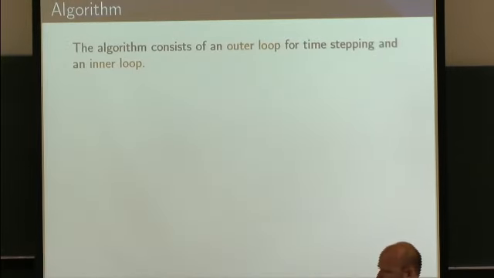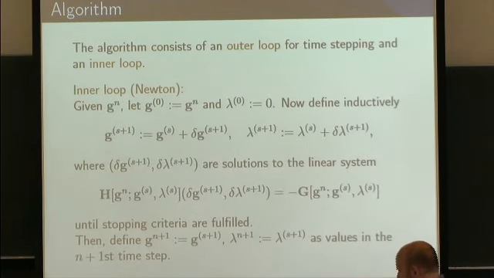And this leads us to our complete discretized algorithm that now consists of two loops: an outer loop where we do the time stepping, and an inner loop where we have to solve this Newton system. Given a solution at time step n, we define new starting iterates and then iteratively make Newton steps. Here you have this G from the first order necessary condition. Here you have the Hessian of the problem. And we iterate until certain stopping criteria are fulfilled.